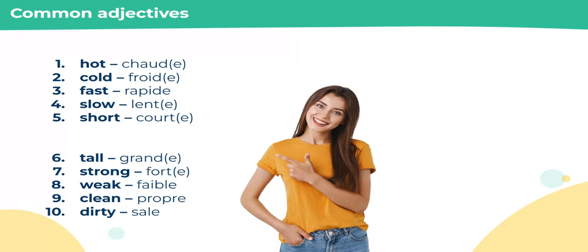So let's have a listen to those again. I'm going to read through those adjectives once again. Number 1, hot. Number 2, cold. Number 3, fast. Number 4, slow. Number 5, short. Number 6, tall. Number 7, strong. Number 8, weak. Number 9, clean. And number 10, dirty.